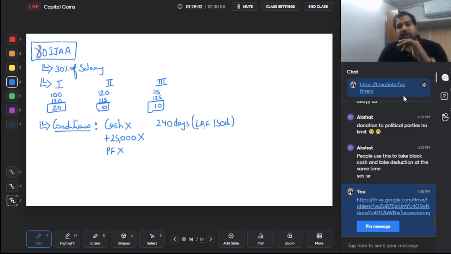What if next year is the fourth year? Still. What if next year you don't employ any new employees? Still, you will get the deduction. Whatever you're supposed to get this year, you will push it to next year.